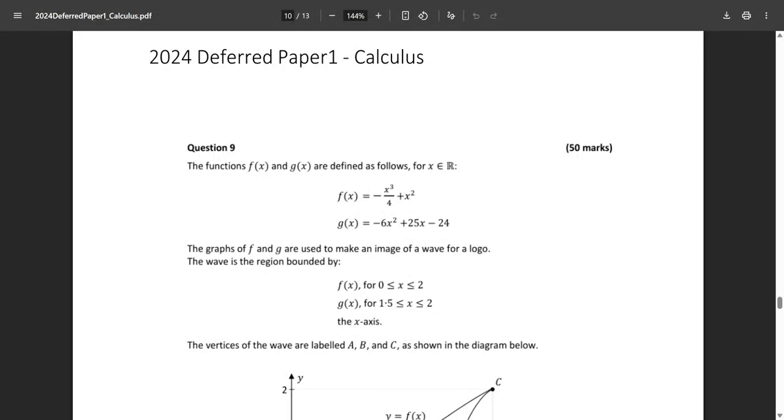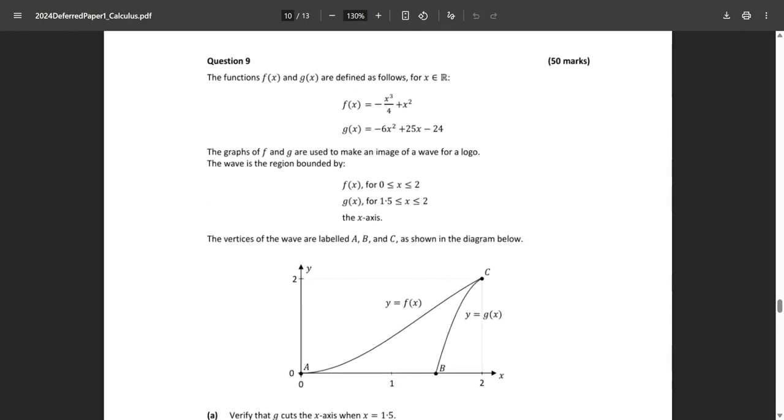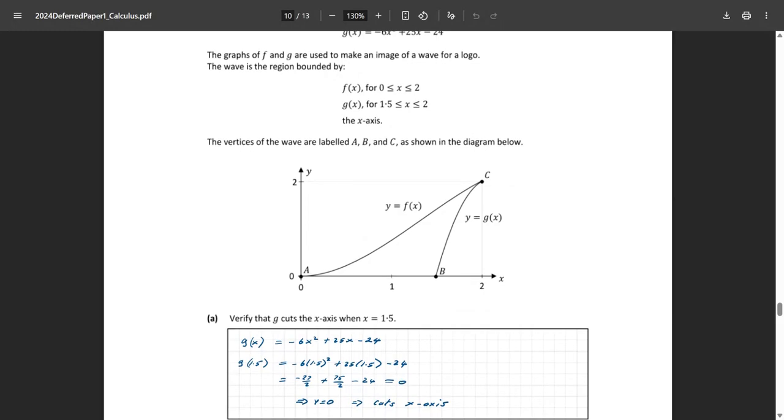This is the 2024 Deferred Paper 1. It's a long question on calculus and it's question 9. So in the question we are given two functions f(x) and g(x), and they're defined clearly here for us. We're also given the functions on a graph, so it shows f(x), the first function here, and the second function g(x) over here. Now also we're asked in part A to find out where g cuts the x-axis.